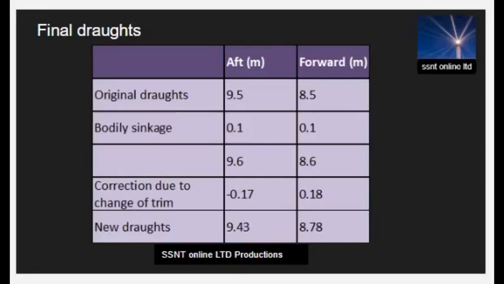To recap, note the original drafts, and calculate the mean draft. Use the mean draft to find the TPC in the hydrostatic tables. Use the TPC and the loaded weight to find the bodily sinkage. Use the mean draft to find the LCF and the MCTC in the hydrostatic tables. Use the LCF to find the trimming moment, and the MCTC to find total change of trim. Use the LCF again to apportion the change of trim to the forward and aft drafts.